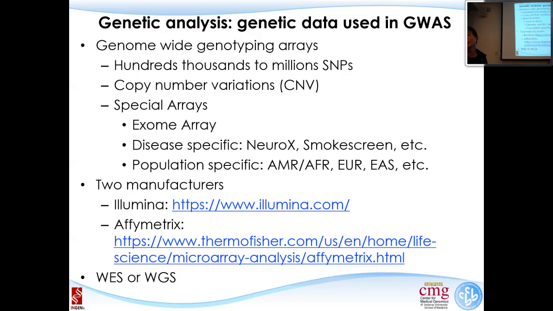And this is population specific. These are SNPs that have a dramatically different allele frequency in different populations. This AMR is American mixed, so whatever populations, except East Asian, are included in this array. AFR is African, EUR is European, EAS is East Asian, and so on. All these arrays come from two manufacturers, Illumina and Affymetrix. Either one is fine; I just pick whichever gives us the lowest price.